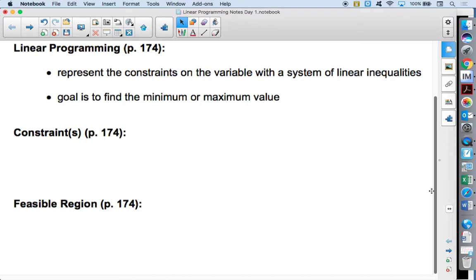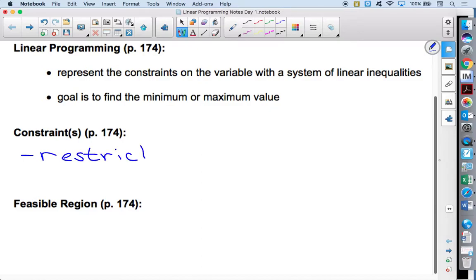So two words up here, constraint and feasible region. What's another word for constraint? Begins with an R. Restraint. Restriction. So a constraint is the same thing as a restriction. So it's a restriction on a variable or multiple variables in the system.